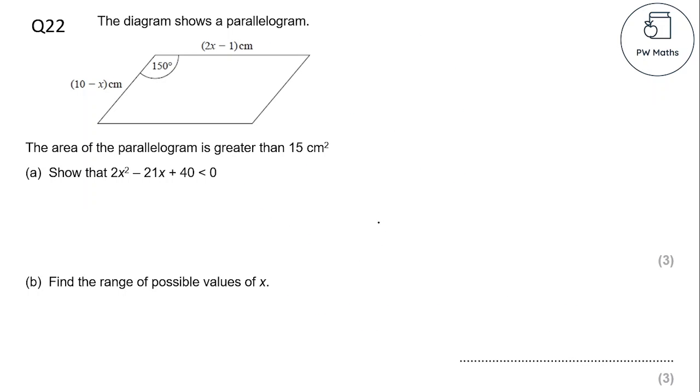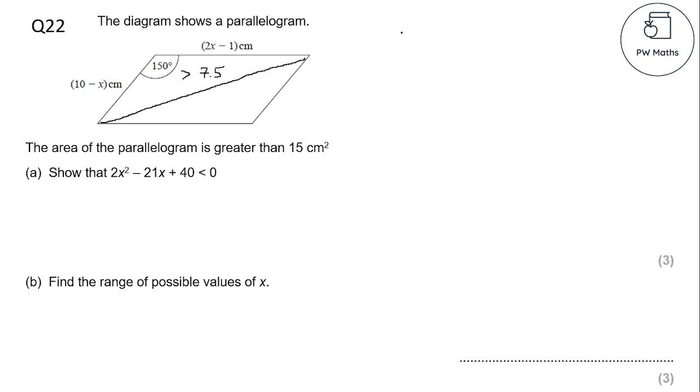Diagram shows a parallelogram. Quite often with parallelograms there are hidden shapes. The area of the parallelogram is greater than 15. Well, I have no idea how to work out the area of a parallelogram unless I've dropped a vertical height there and started doing some trigonometry or something. So instead, I would be tempted to think, could I form two triangles? I think each triangle is going to be half of the parallelogram, so the area of each of the triangles must be greater than half of 15.